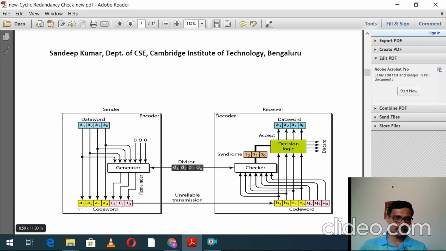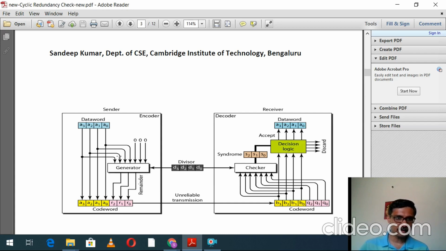So how do you form the n-bit code word? You take the k-bit data word, and some number of bits are added as redundant bits. How are they added? This is basically the remainder of the generator. Here the generator is basically a modulo 2 divider. This generator will divide the augmented data word.